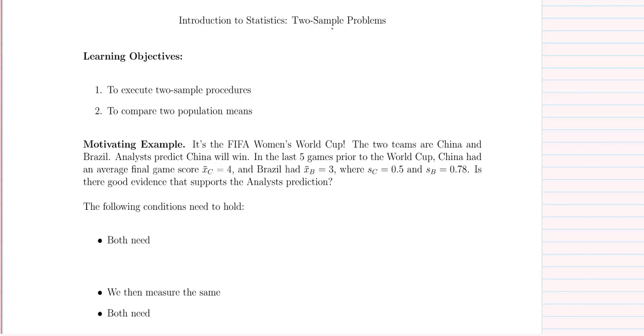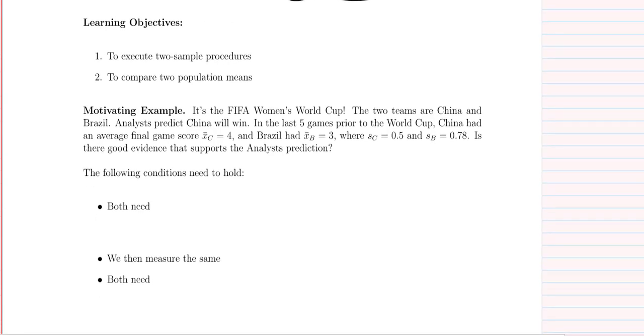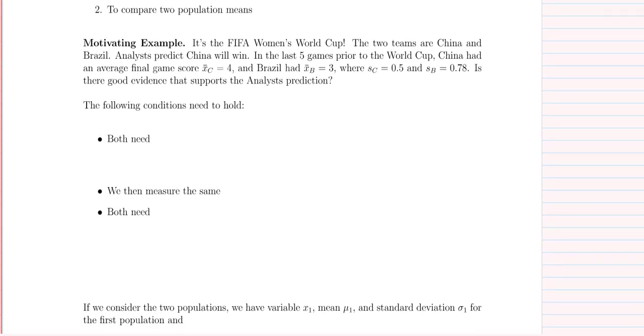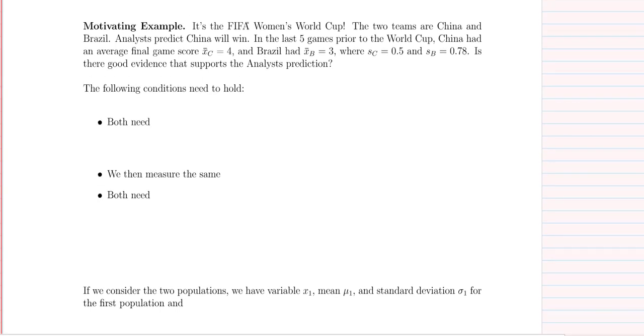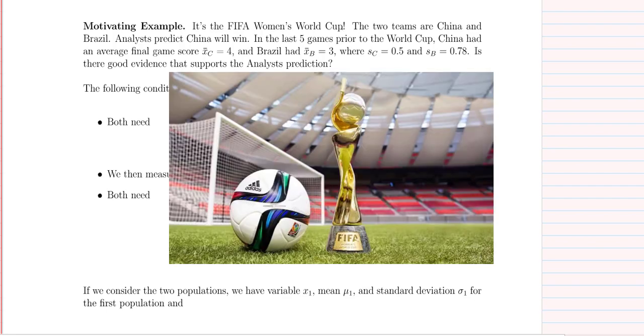In this video, we continue our discussion of t-procedures, but now we're talking about two sample problems. So we're going to be comparing two means to each other. Our motivating example for this set of videos is the FIFA Women's World Cup. The two teams are China and Brazil.